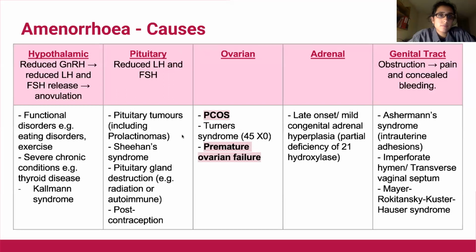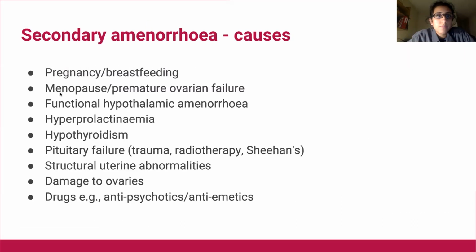Secondary amenorrhea. So various different causes. This is when a person has had periods and then suddenly stops. So the most common one is pregnancy or breastfeeding. Really important to rule that out. If someone's presenting with secondary amenorrhea, the first thing you should probably be doing is a pregnancy test.